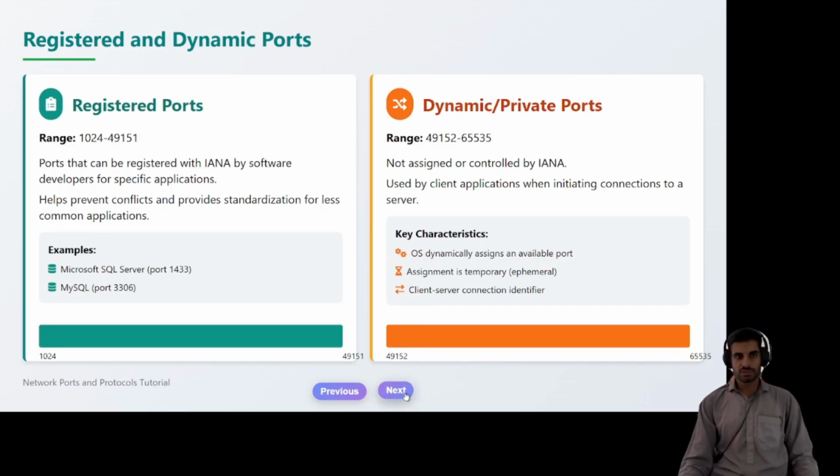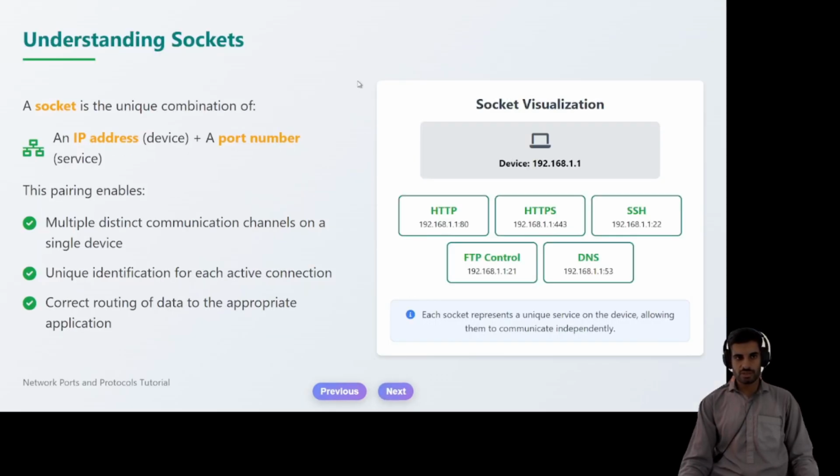So let's go to the next one. We got sockets. What is a socket? A socket is a unique combination of an IP address and a port number. What this enables us to get is multiple distinct communication channels on a single device, a unique identification for each active connection, and correct routing of data to the appropriate application.